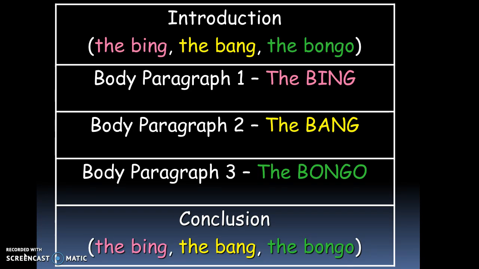So here's how the 5-paragraph structure breaks down. The first thing we have is your introduction. It's a short little paragraph prepping the reader. The second paragraph is your first body paragraph, the bing. Your second body paragraph, the bang. Your third body paragraph, the bongo. And then you wrap it up with a conclusion paragraph at the very end. So paragraph 1, paragraph 2, 3, 4, and 5. Easier to say, my intro, the bing, the bang, and the bongo.